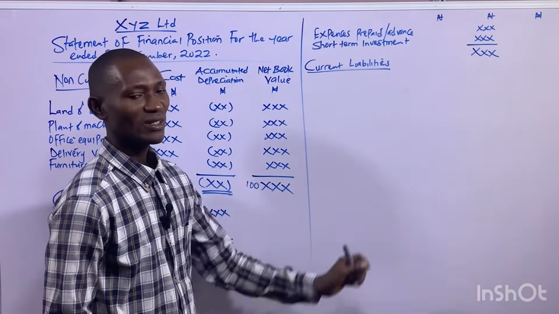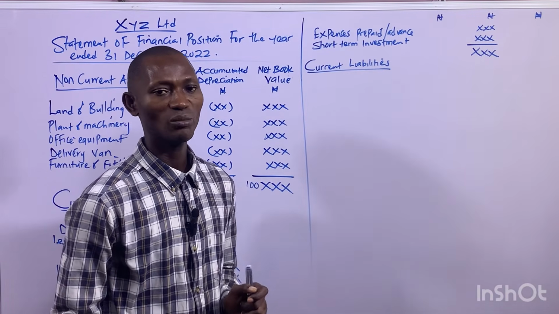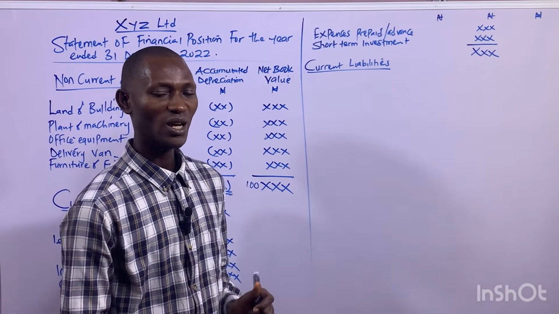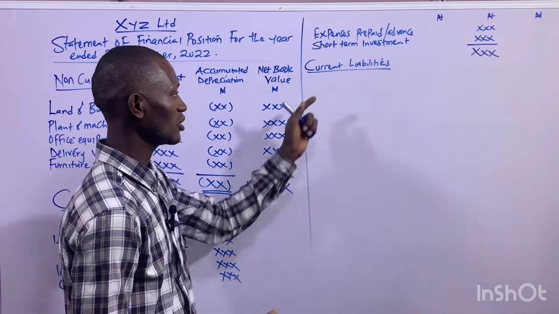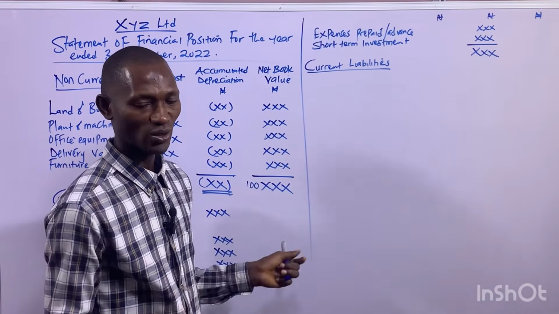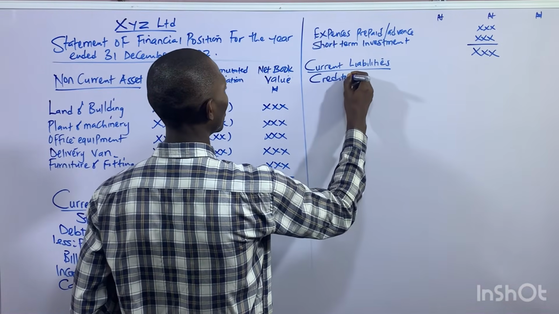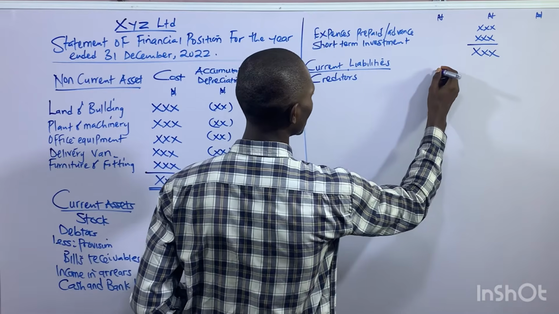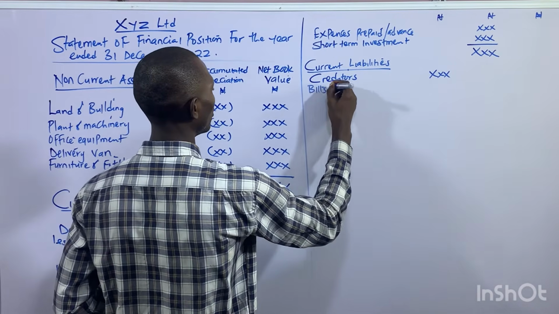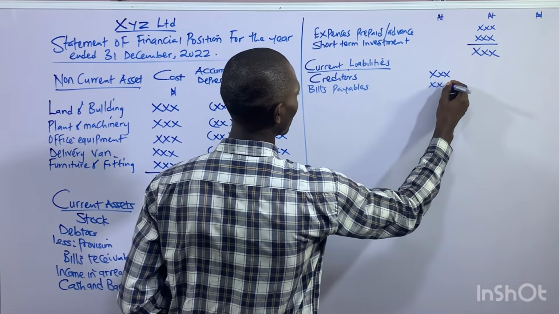So current liabilities must be arranged in the statement of financial position according to their preference. That means how important they are. That's how you arrange it. So you don't just put those items anyhow you like. So you start with creditors. Then we could have bills payable. Bills payable is a component of current liability.